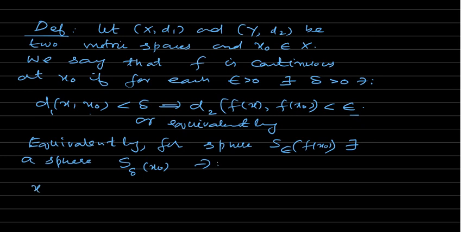there exists a sphere S delta of x naught such that x belongs to S delta of x naught, which is the same as distance between x and x naught less than delta, implies f(x) belongs to S epsilon of f(x naught), where it is understood that this sphere is with respect to the metric d1 and this one is with respect to the metric d2.